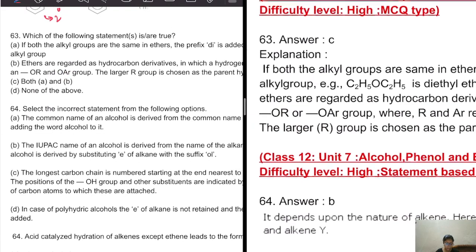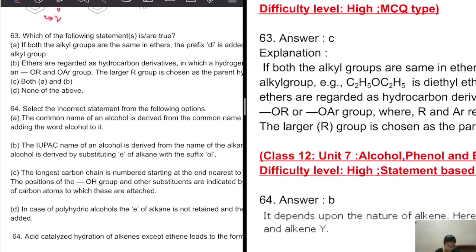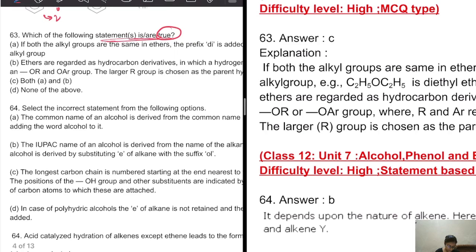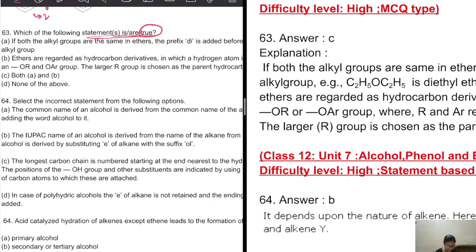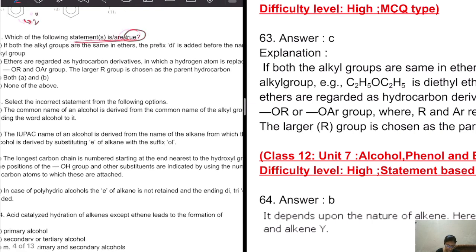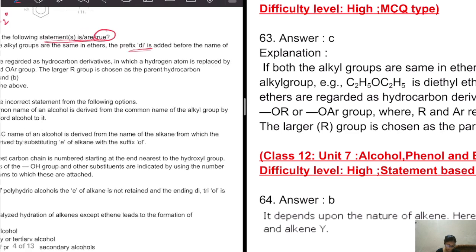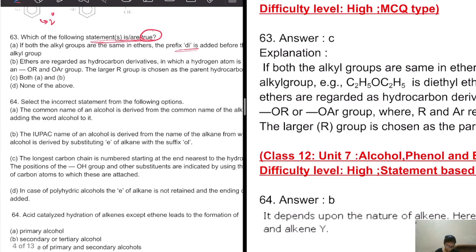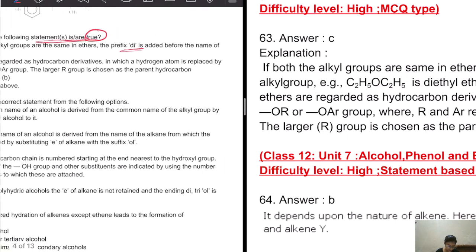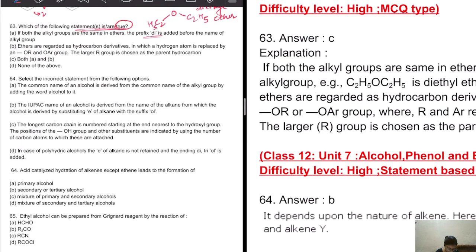Let's see the next question. Which of the following statements is true? We have to tell the true statement. In ethers, if both the alkyl groups are the same, the prefix di is added before the name of the alkyl group. Yes, this is true. Why? Because, for example, we have this group. We saw earlier that this is called diethyl ether. So this is correct. Let's see the next option.